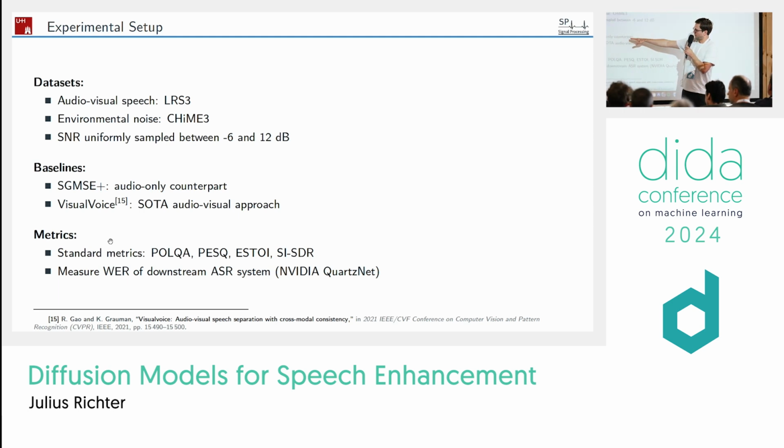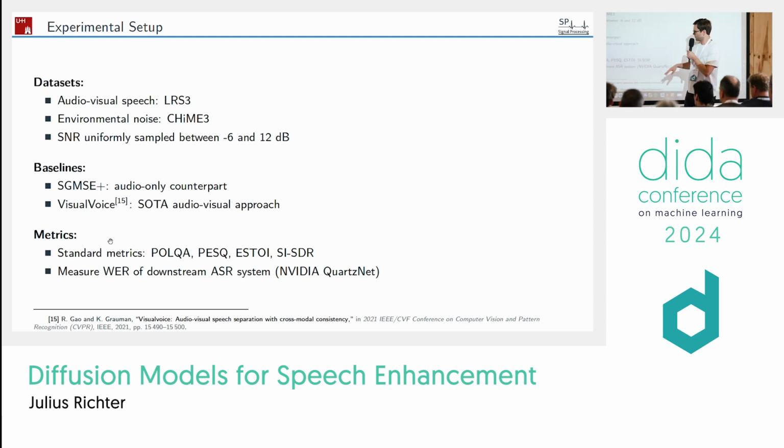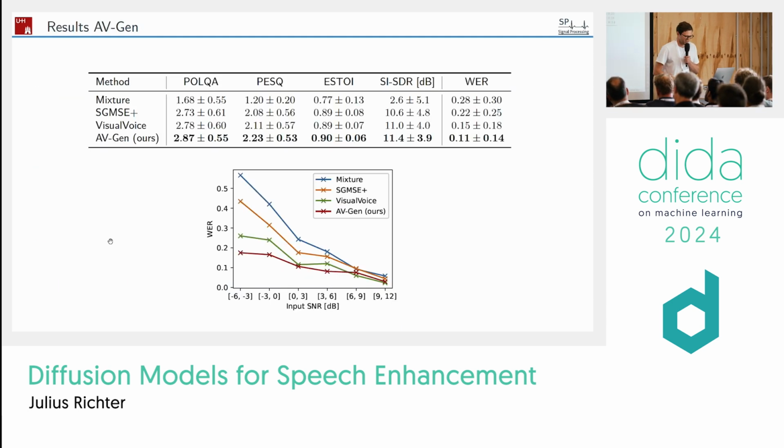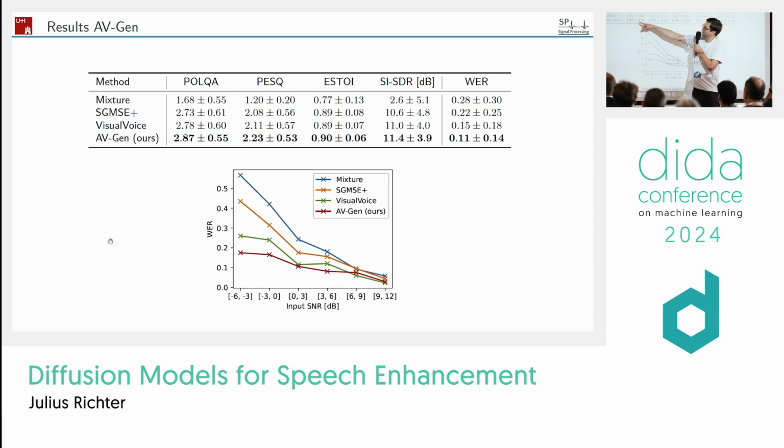Then we have our audio-only baseline, which is really the same network architecture. And we have a state-of-the-art audiovisual approach and our standard metrics, quality, intelligibility, some energy metrics. And additionally, we also measure the word error rate of a downstream ASR system, for which we use an NVIDIA system. And then you can see in the speech quality, you gain a little bit, like 0.2, or 0.15 with respect to the audio only.